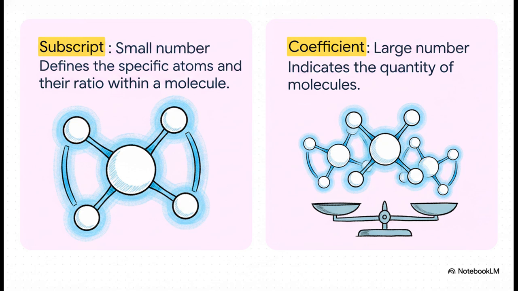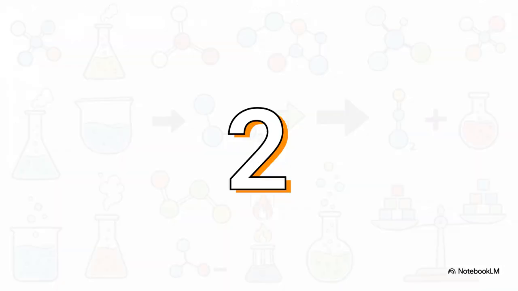A coefficient, on the other hand, is the large number to the left of the formula. This simply tells us the relative quantities of the substances. Basically, it just tells us how much of it we happen to have. Now, what's really interesting about this is how that large coefficient 2 works. It multiplies everything in the entire molecule that follows it. So a 2 in front of H2O doesn't just mean 2 extra hydrogens. It means 2 complete, distinct water molecules. That gives you a grand total of 4 hydrogen atoms and 2 oxygen atoms.